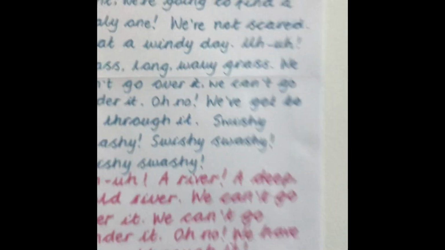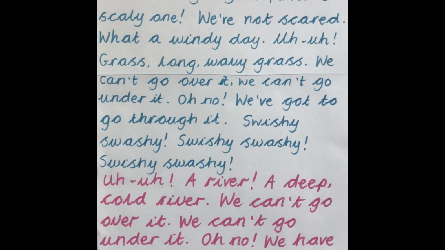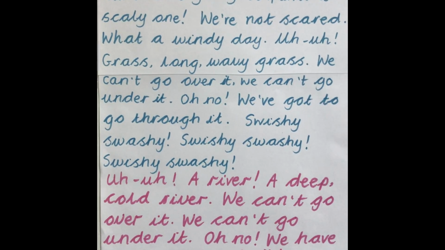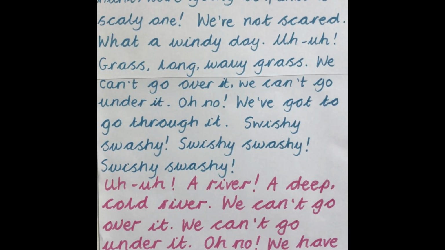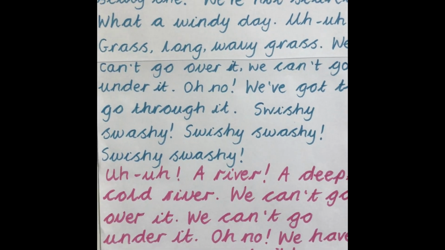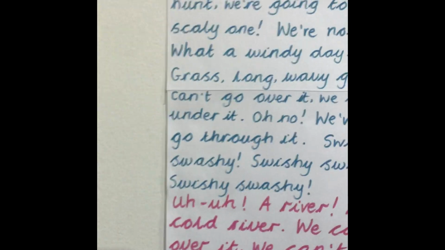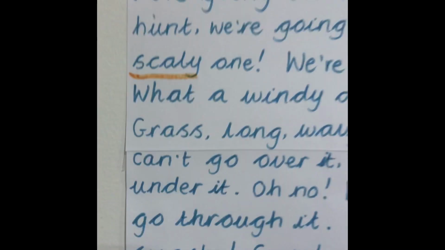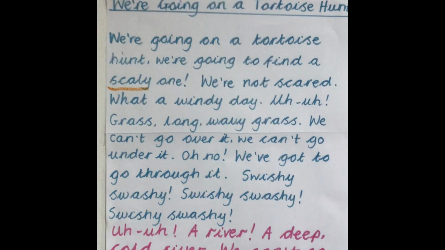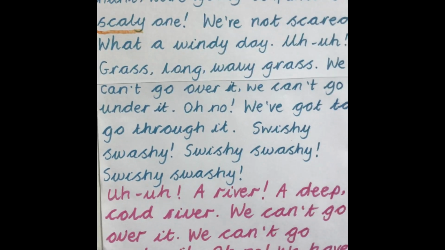So I'm going to look through my story and I'm going to stop when I find an adjective. Remember that an adjective is a describing word. So we're going on a tortoise hunt. We're going to find a scaly one. Oh, scaly, that's what the tortoise looks like. So I'm going to underline scaly. We're not scared. What a windy day. Oh, the day's windy. That's an adjective. So I'm going to underline windy.